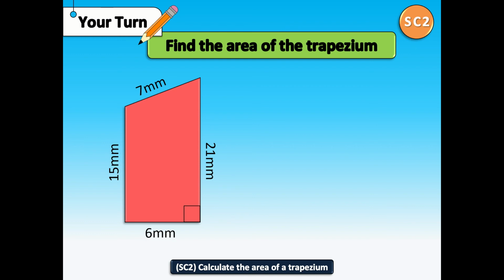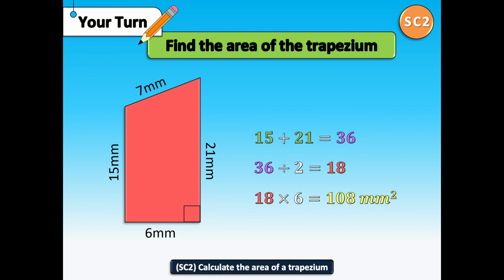So to find the area of this trapezium, we need to add together the parallel sides. So 15 and 21 is 36. Then we divide that by 2, so 36 divided by 2 is 18. And then we times that by the distance between the parallel sides, so that's 6. So 18 times 6 is 108. So our answer is 108 millimeters squared.